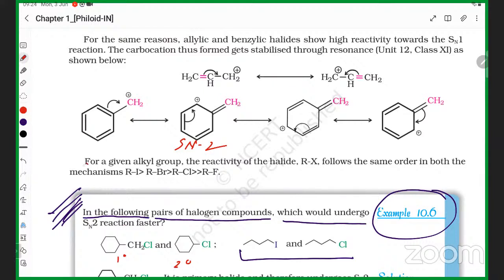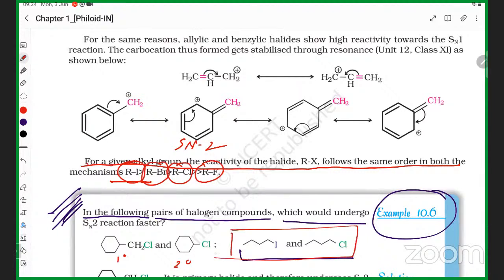Now see, for a given alkyl halide, the reactivity of RX follows the same order in both mechanisms. Most reactive is RI, then RBr, then RCl, then RF. RI is faster because it is a good leaving group. I is large in size, so the bond is weak and breaks easily, giving a faster reaction. So out of these two, which one will give the faster SN2 reaction? Which will be easily replaced, I or Cl?